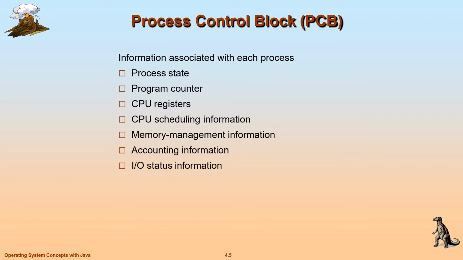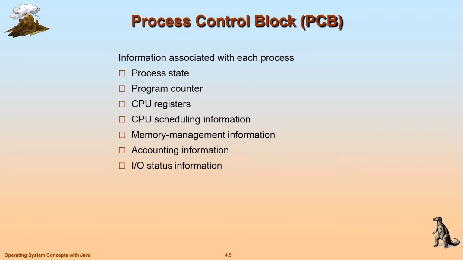Now we'll discuss the process control block. Each process is represented in the operating system by a process control block. So PCB, process control block, represents each and every process. Suppose there are 4 processes, then we need to maintain 4 PCBs.